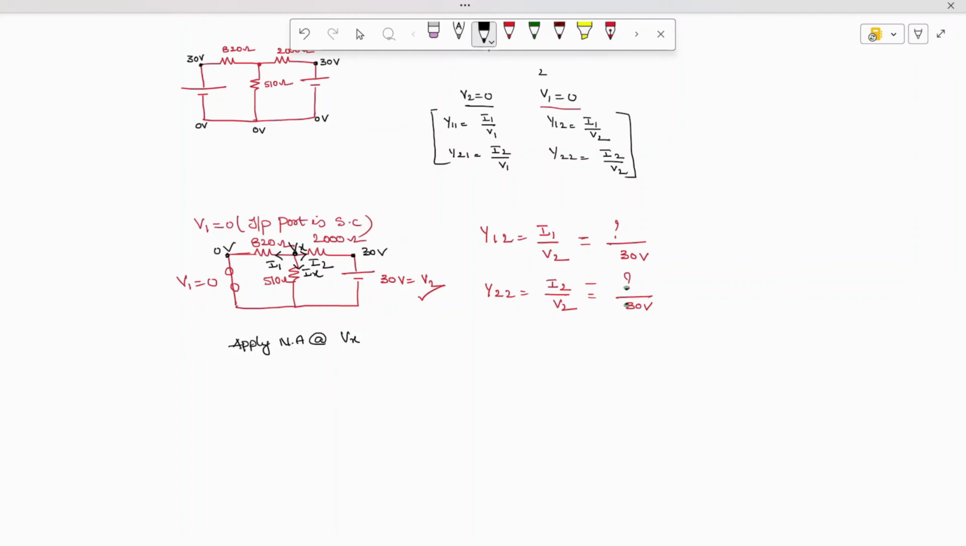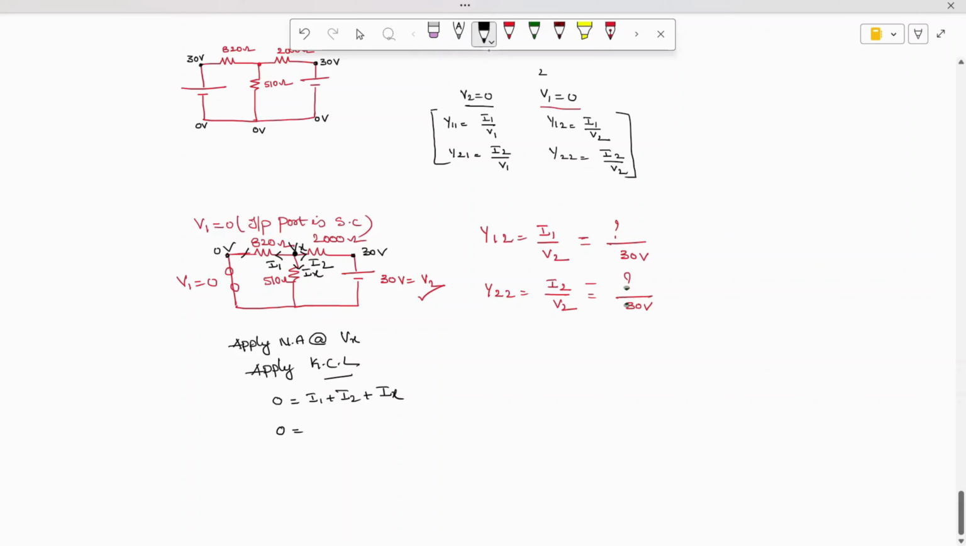When you write down the nodal analysis, you are indirectly applying KCL. When you apply KCL, what are the entering currents and leaving currents? At this point, you can see there are no entering currents, all are leaving currents. 0 is equal to I1 plus I2 plus Ix.